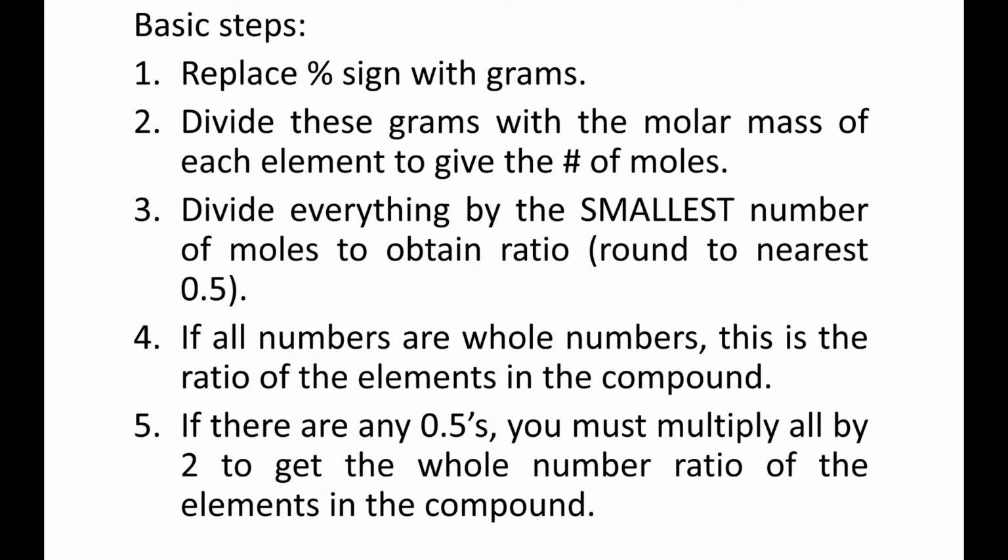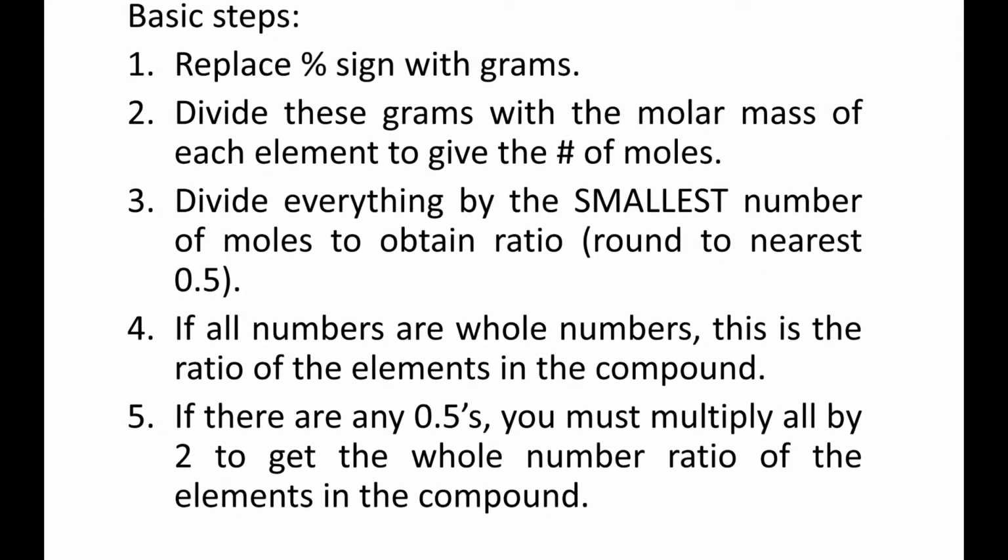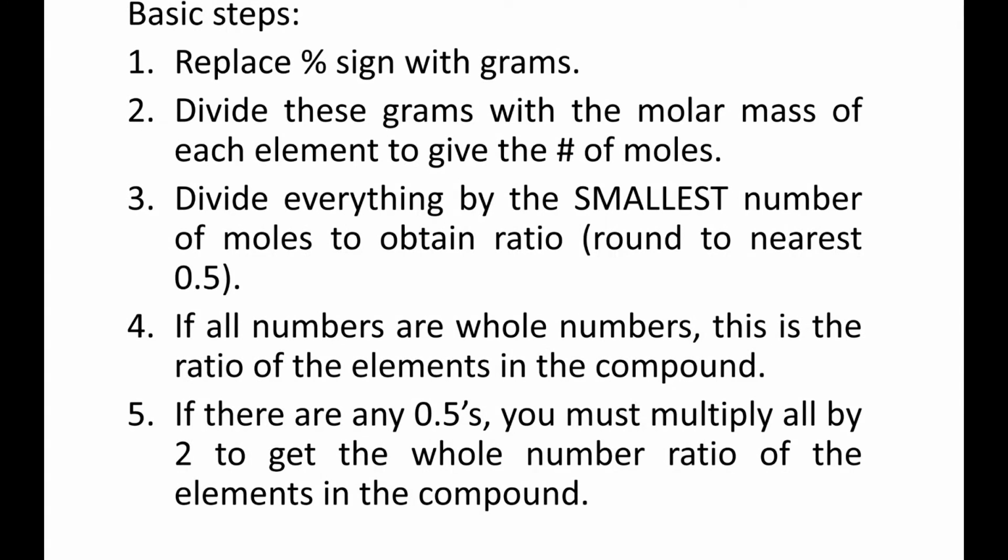Okay, these are the basic steps. You have to replace the percent sign with grams. So if it says 1.3% carbon, say, that's actually going to be 1.30 grams. The reason for that is you are assuming that there's a 100-gram sample, because you have to have this all in grams in order to figure out the empirical formula. If you're given a percent, that's that percent out of 100 grams anyway. So just pretend it's 100 grams. Change your percent into grams.